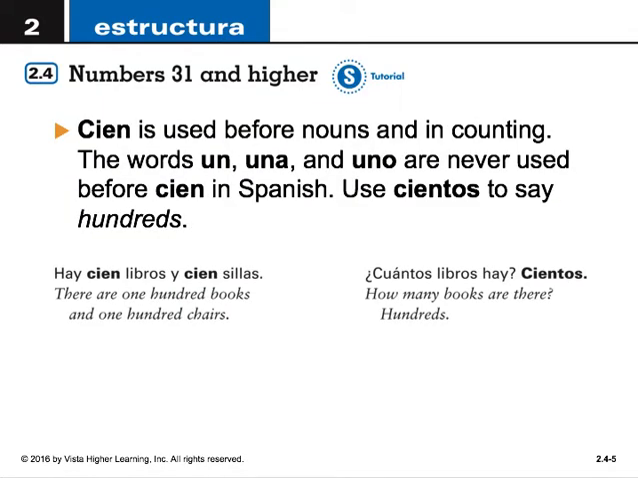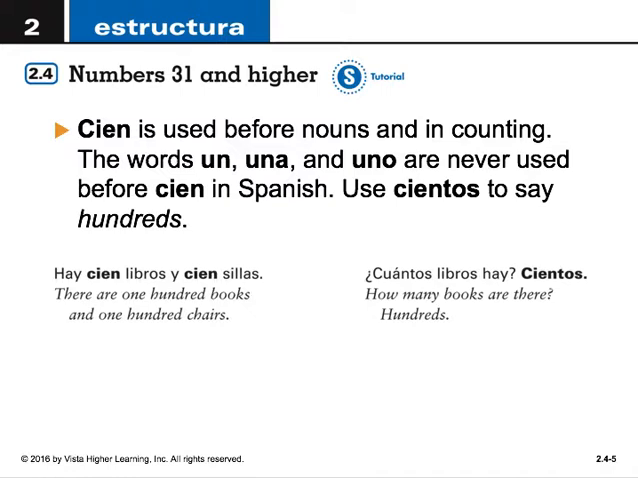The word cien, meaning 100, is used before nouns and in counting. The words un, una, and uno are never used before cien in Spanish. In English, we'll say one hundred or a hundred. The word cien already means a hundred, and therefore you don't need to use the word one or a. Por ejemplo, hay cien libros y cien sillas. There are 100 books and 100 chairs.